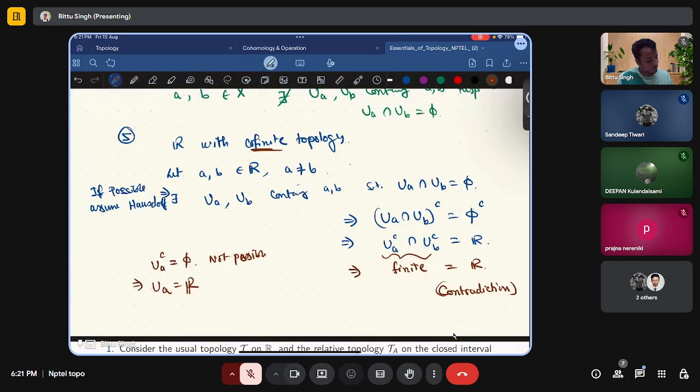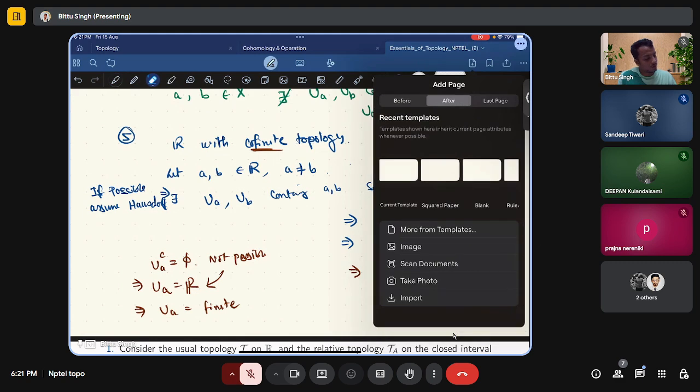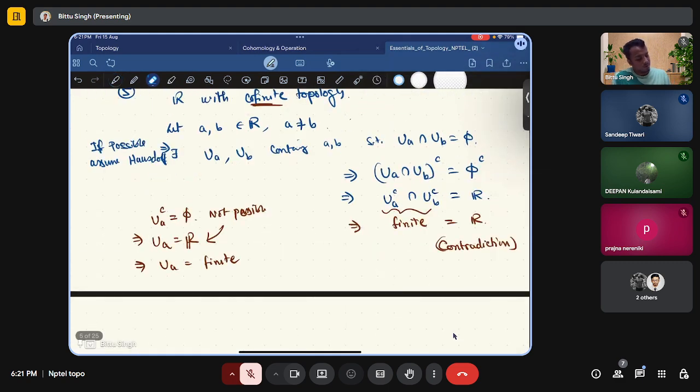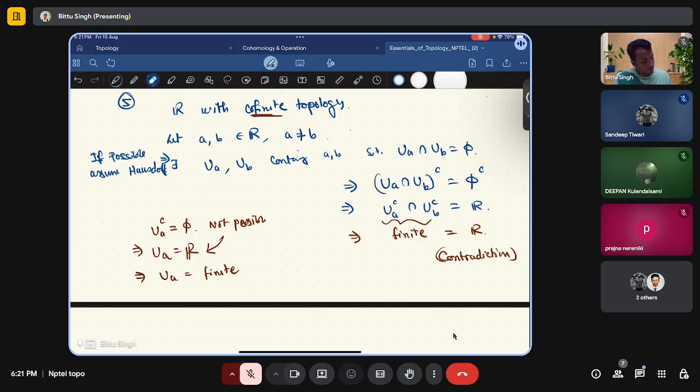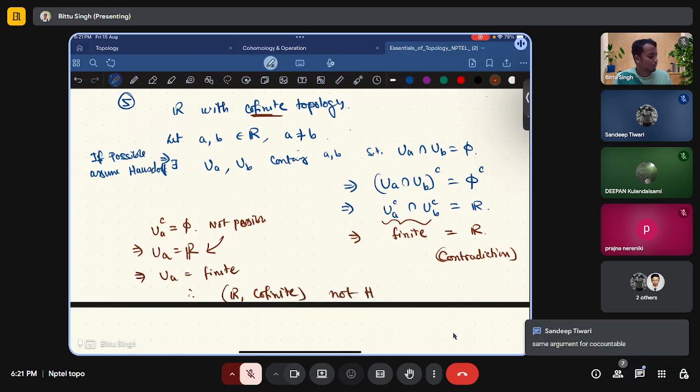This is not possible. UA must be a finite set. Similarly, UB is finite, so their intersection should be finite, which is a contradiction because a finite set cannot be R, the real numbers. Therefore, our assumption is wrong. Hence, this is not Hausdorff. R with the cofinite topology is not Hausdorff.